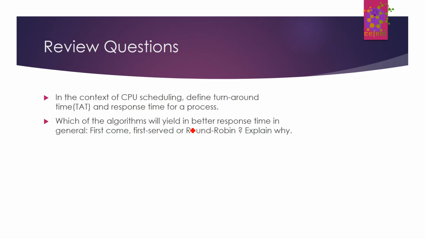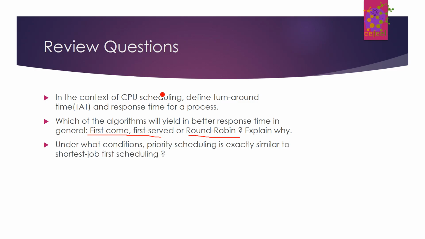Next question is, which of the given algorithms will yield a better response time in general? Is it first come first serve or round robin? Please explain why. Next question, under what conditions do you think priority scheduling is exactly similar to shortest job first scheduling?